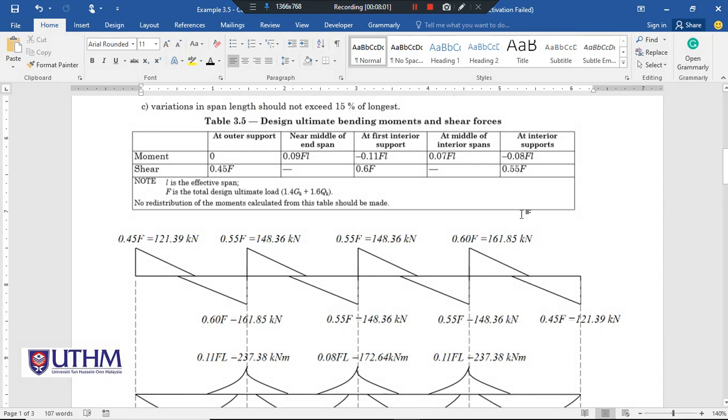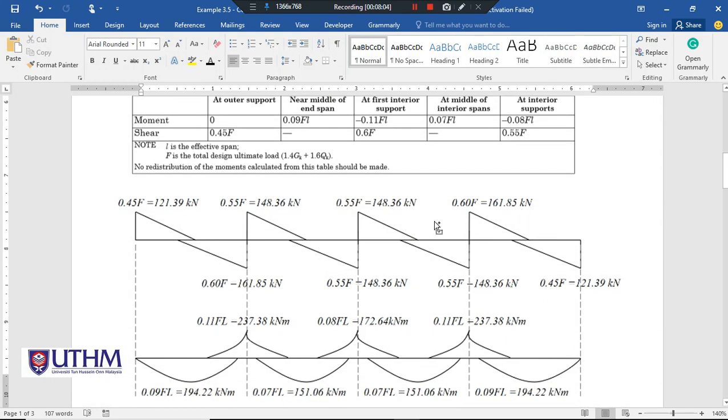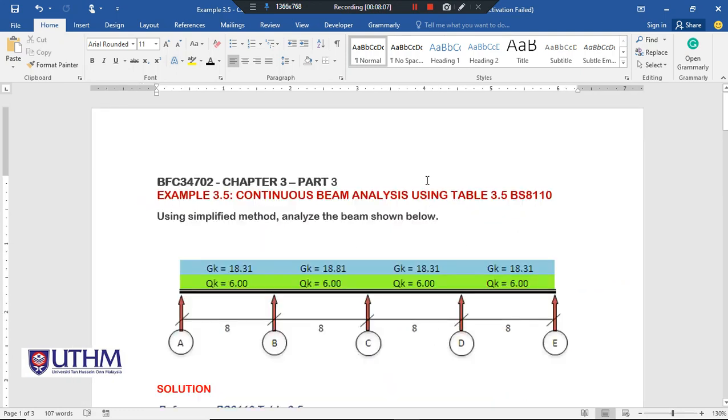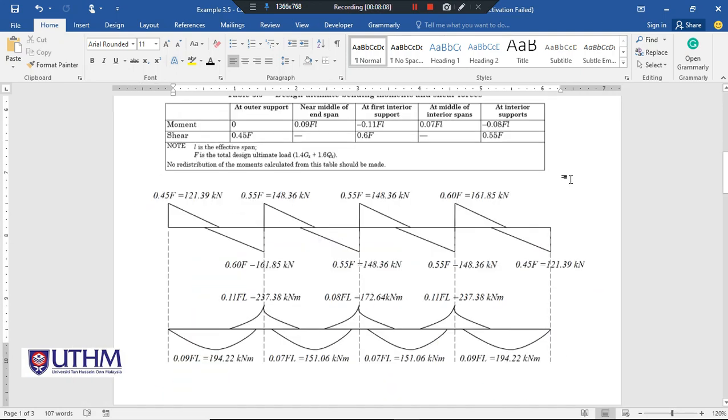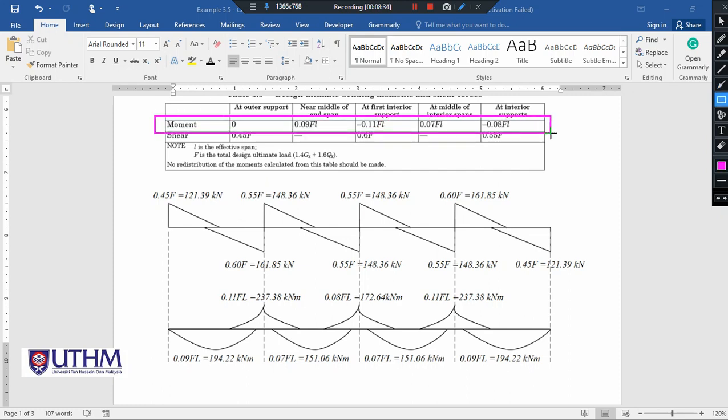Next, let's see the bending moment diagram. Okay, this is bending moment diagram. The bottom figure here, this is the bending moment diagram. So how to read this bending moment diagram using table 3.5 here. This is table 3.5. Okay, so this is the outer support. And this is our reference here.